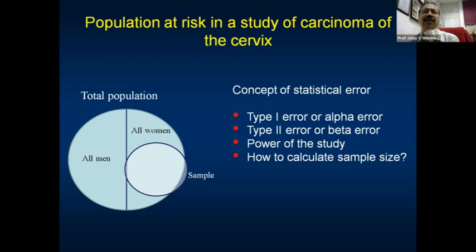But it is very important to understand that your sample should be representative of Uttar Pradesh. Because if your sample is not representative of Uttar Pradesh, what will happen is that you may underestimate the burden of the disease in Uttar Pradesh, or you may overestimate the burden of the disease in Uttar Pradesh.